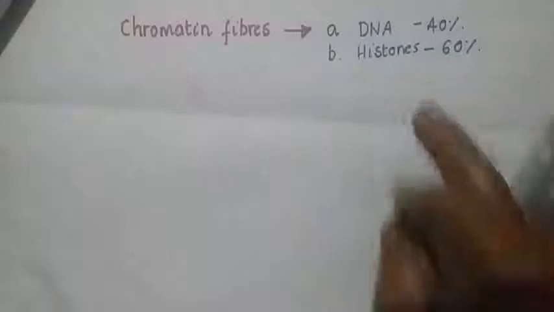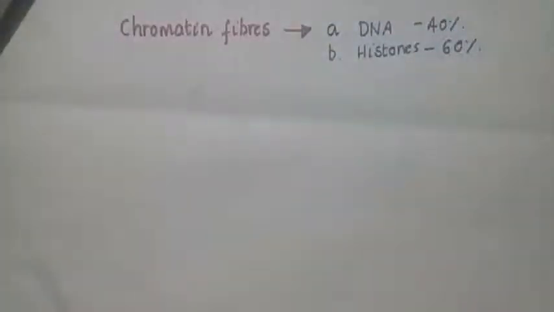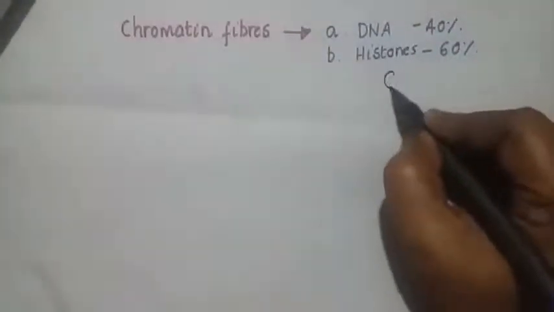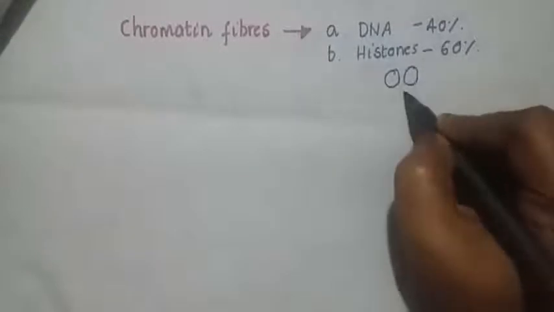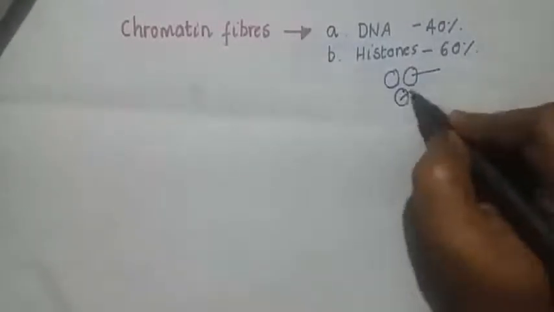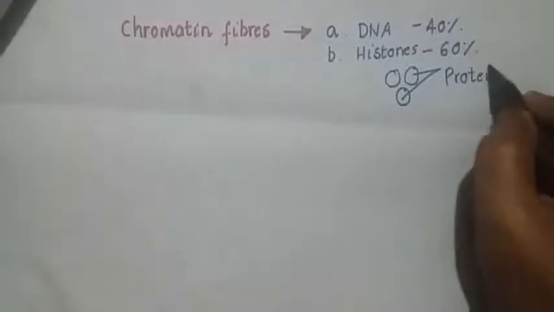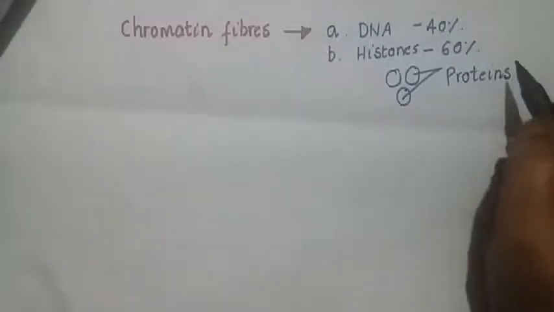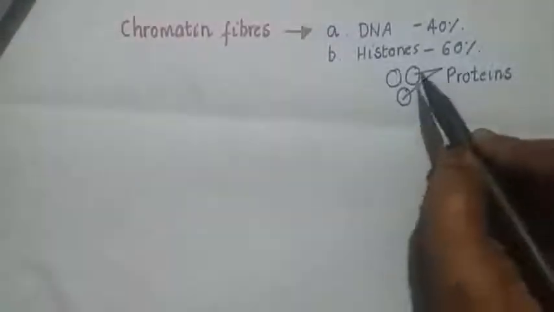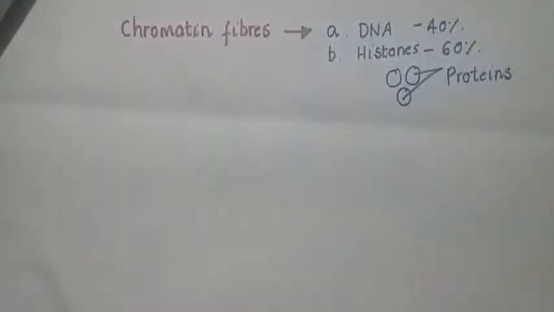Now, histones are nothing but the spherical bodies. They are the types of proteins found in the chromatin fibers. So, what are histones? Histones are nothing but the proteins found in the chromatin fibers which appear like spherical bodies.